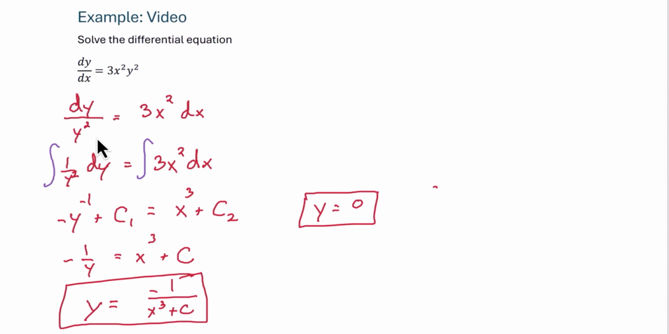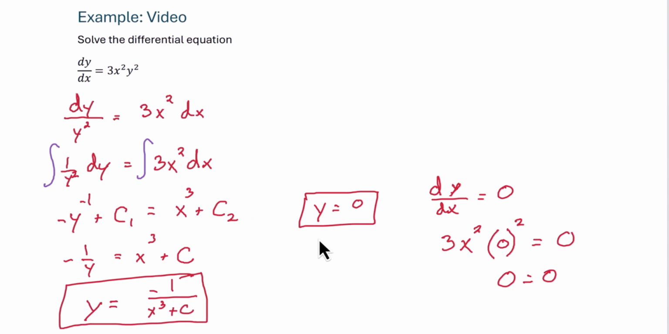We can look at dy/dx and let's see what happens if we make y 0. We'll have 3x squared times y, again, we want to be 0, squared. And we're asking, is that 0? We'll see that 0 equals 0 is true. So since that's true, we can say that y equals 0 is indeed another solution. It does satisfy the differential equation.